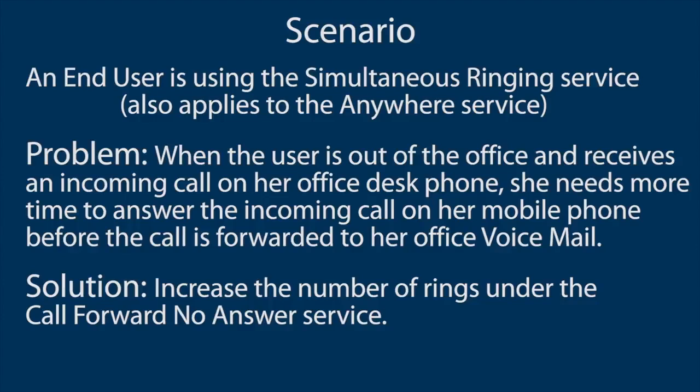In this case, it's their mobile phone. This scenario would also apply to the Anywhere service. The problem is that sometimes my user can't answer their mobile phone within the default number of rings, which is usually 3. So in this tutorial, I'm going to increase the number of rings from 3 rings to 5 rings before an incoming call is forwarded to voicemail.